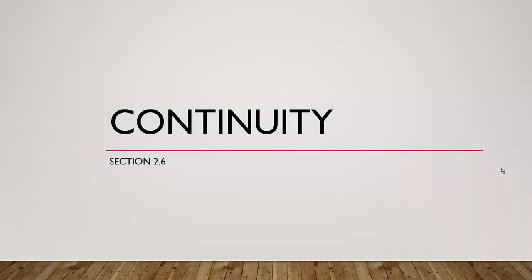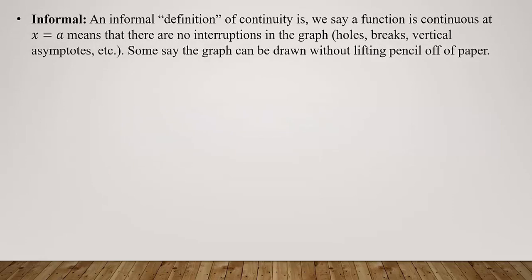All right, folks, here in section 2.6, we are going to look at and discuss something that's called continuity. So let's look quickly at an informal definition of continuity, something you might have seen in a prior college algebra class. Informally, the graph of a function is continuous at x equals a. That means that at x equals a, there are no interruptions in the graph.